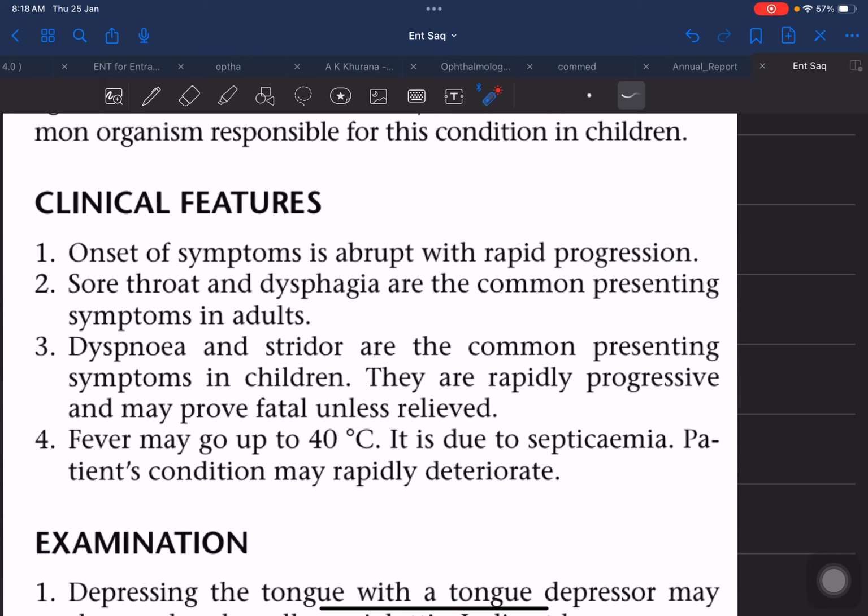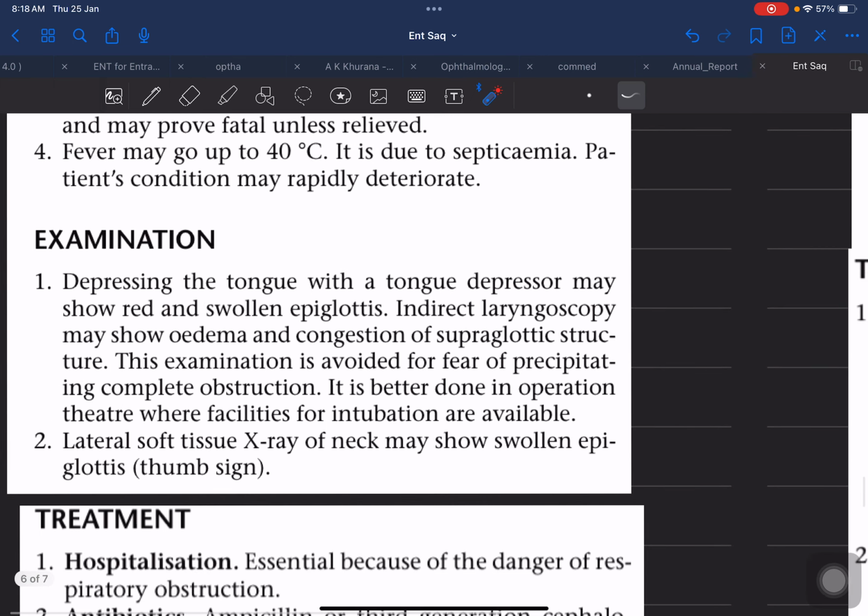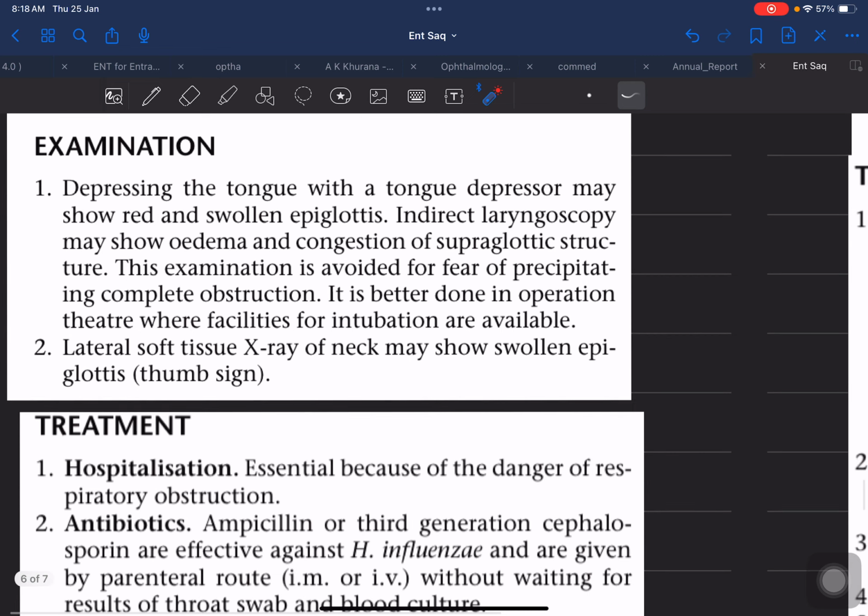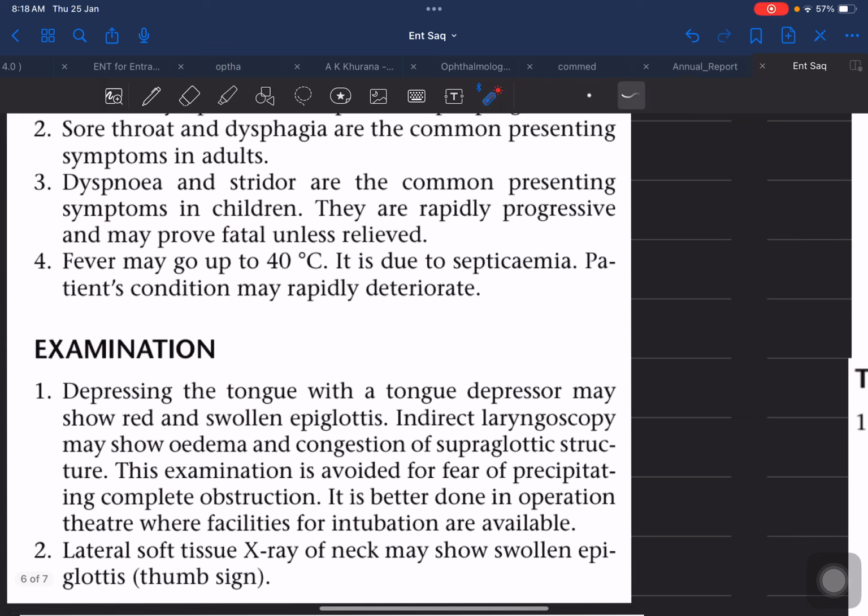Moving further, how are we going to manage this condition? Before examining, we need to know this is an emergency condition. It has rapid progression and is acute in onset. So in management, hospitalization is done, and before examination we need to take care of some things: any instrumentation or anxiety-provoking interventions, such as direct inspection of the oral cavity using tongue depressors, should be avoided.